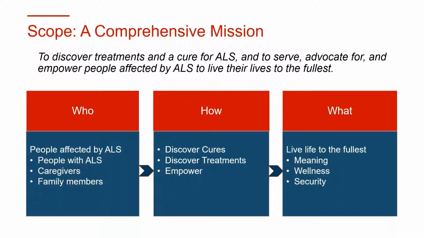The ALS Association has a comprehensive mission focused on finding treatments and a cure for ALS while also empowering people to live their lives to the fullest. Focusing on the person living with ALS as well as the community of people surrounding them, the three mission areas of care services, research, and advocacy work together to advance this mission.